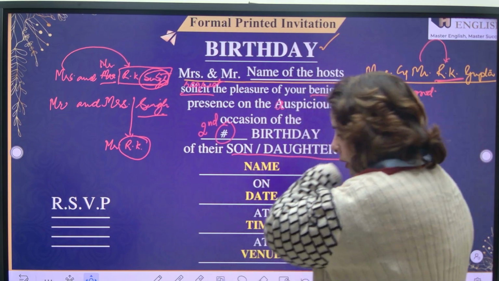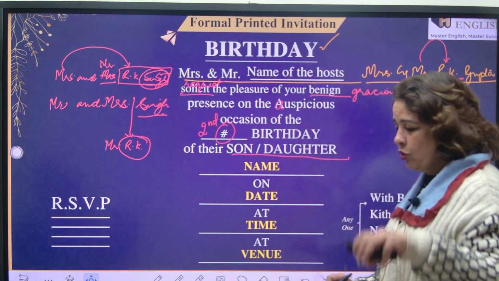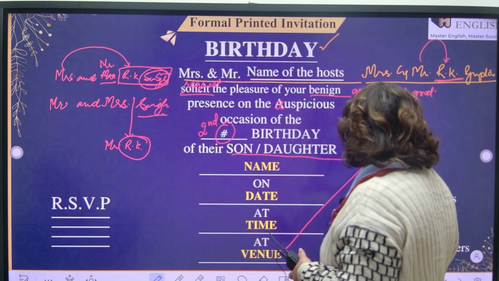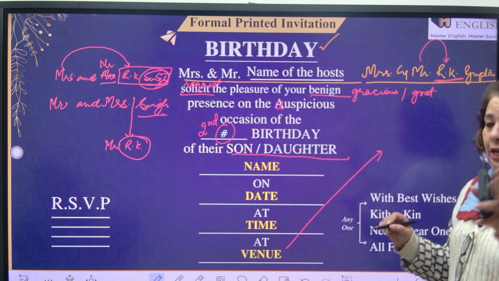Now you see, one sec, sorry. Venue. Venue can be of two types.